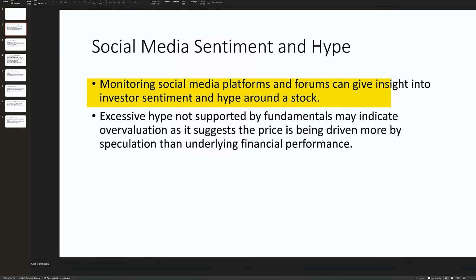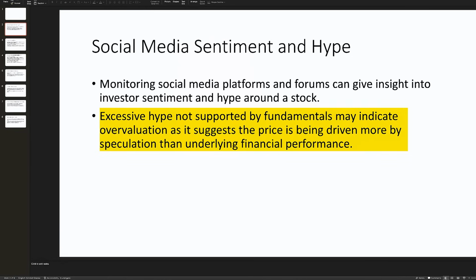Monitoring social media platforms and forums can give insight into investor sentiment and hype around the stock. Excessive hype not supported by fundamentals may indicate overvaluation, as it suggests that the price is being driven more by speculators than the actual underlying financial performance. Let's take, for instance, the extreme example to prove a point. We have all of these dog cryptos, not functional things, not actively useful things, that people are pouring literally billions of dollars into.